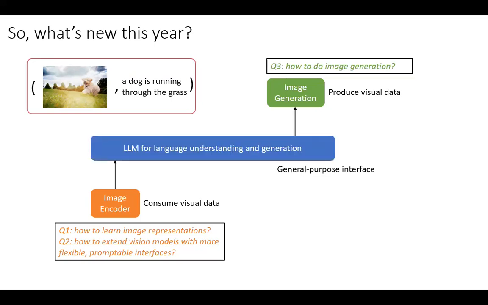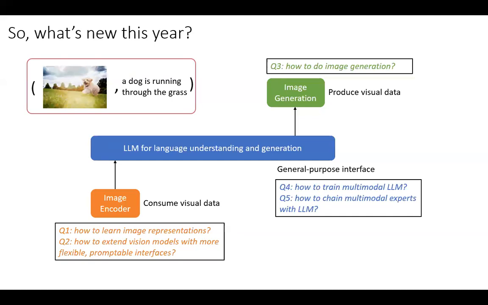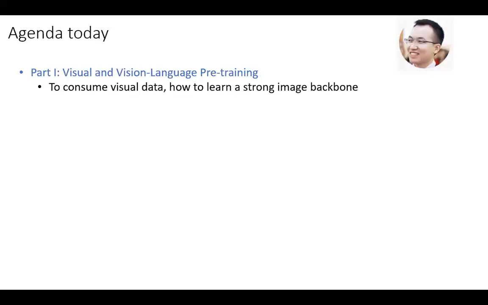And then the interesting thing is we have the large language model coming into play. LLMs have very strong language understanding and generation capability, especially the recent instruction-tuned ones, right? So here we are going to use LLMs as a general-purpose interface, and we are going to talk about how we can train multimodal LLMs and how we can train multimodal experts with those LLMs. All these questions are the ones that we are going to answer in this tutorial. Specifically, this is the agenda.